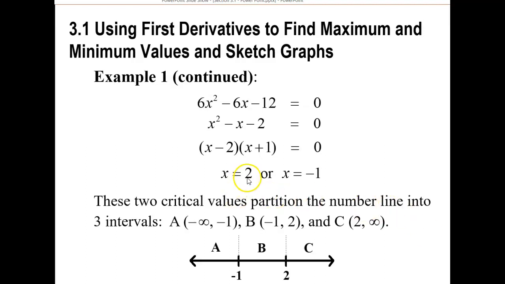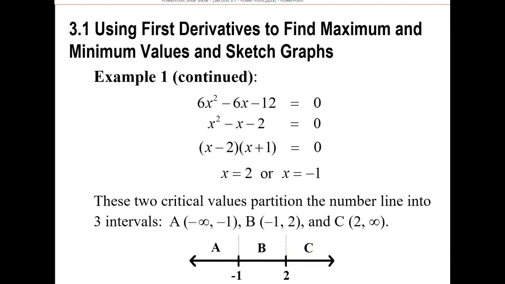All right, so if I take these two values and partition the number line into 3 intervals. If I draw a number line, I plot those points -1 and 2. So I have interval A from -infinity up to -1, interval B from -1 to 2, and then interval C from 2 to infinity.